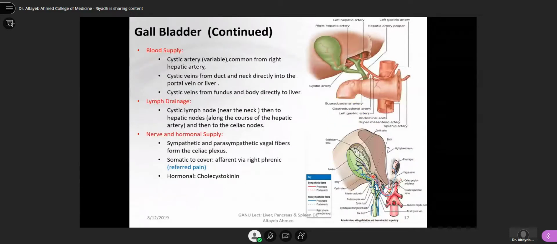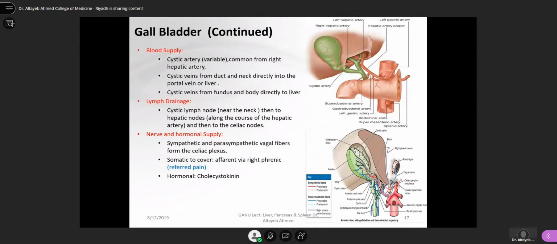What is the source of blood supply? Hepatic artery. The gallbladder receives the cystic artery, which has a variable origin, usually coming from the right hepatic artery, but it may arise from the hepatic artery proper itself, or even the left. The interesting thing is the cystic vein, which usually drains into the portal vein. However, here I want you to remember this very carefully. It drains sometimes into the liver itself.